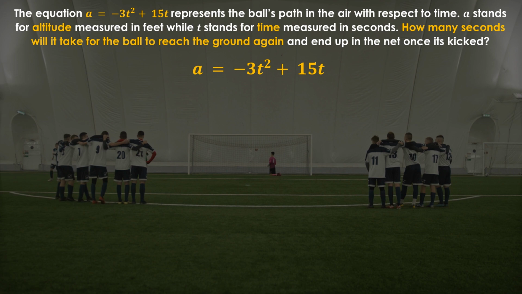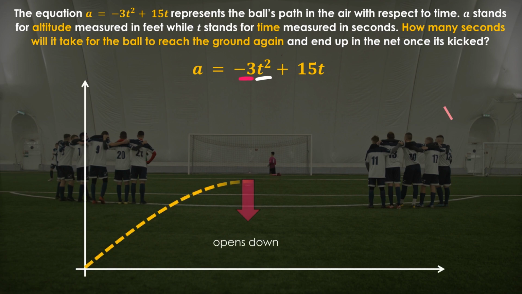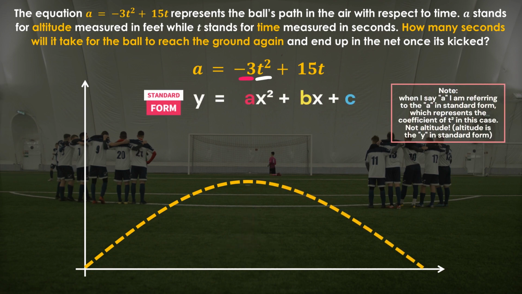These questions might seem overwhelming at first, especially if it's your first time seeing them. So let's build some intuition with a quick sketch. We know this equation is a quadratic, since it has the t being squared. We also know that the parabola opens downward, since our a is negative 3. Our y-axis in this problem is altitude.